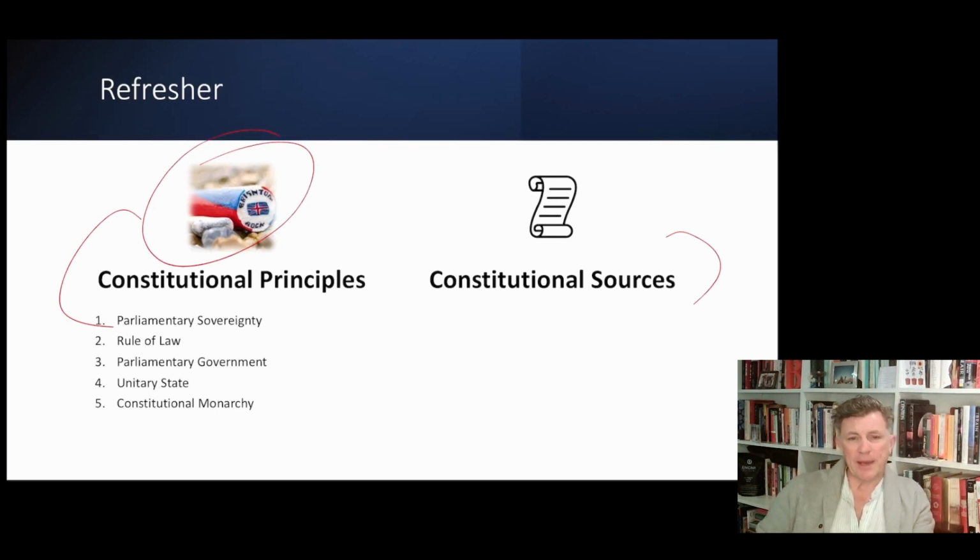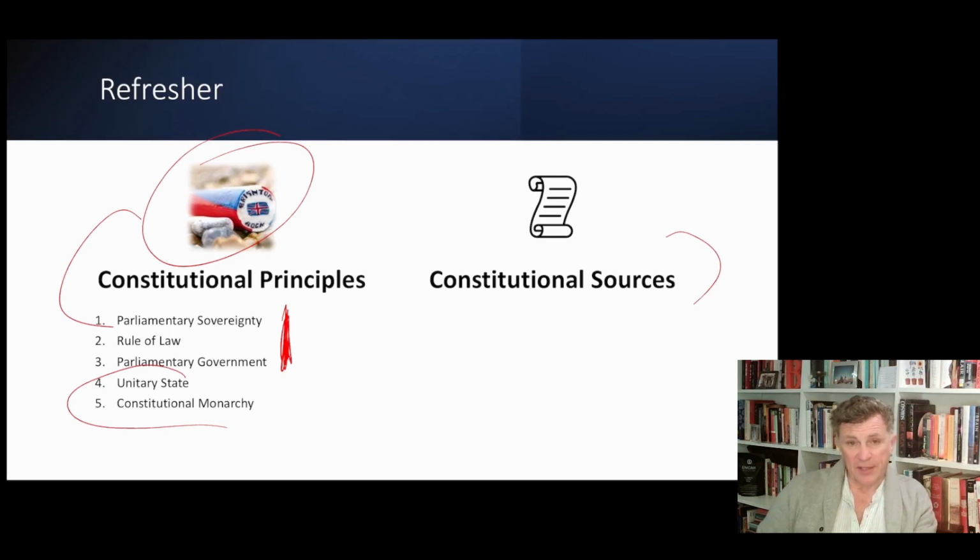Now, this comes back to Dicey, and Dicey argues that the constitutional principles are not from the declarations of the rulers, but rather they're inferred from British legal history. I've got a quote on the next page that goes into that in more detail. But throughout all of this, the three that are most important are parliamentary sovereignty, the rule of law, and parliamentary government. The unitary state and the constitutional monarchy are definitely interesting, but when it comes to assessing the effectiveness of the British Constitution, they're very much downstream.